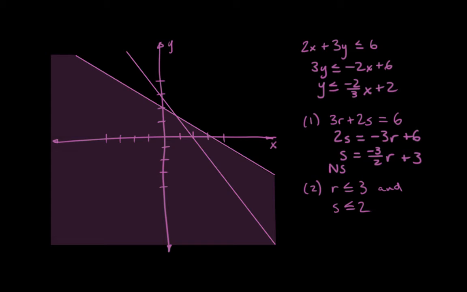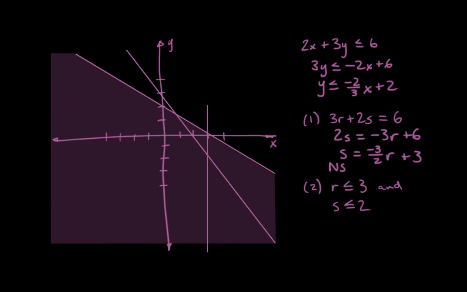Now let's look at statement 2, which says r is less than or equal to 3 and s is less than or equal to 2. So r is the x-coordinate, I'm going to draw that first. And s is the y-coordinate, so I'm going to draw that in. And I know that we're somewhere over here because of the less than signs. And we're also below this S line.